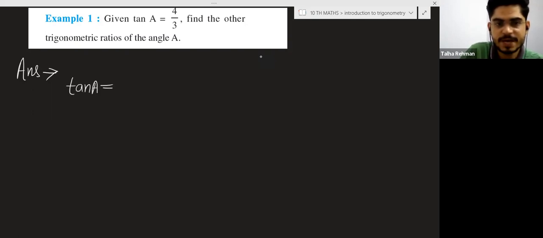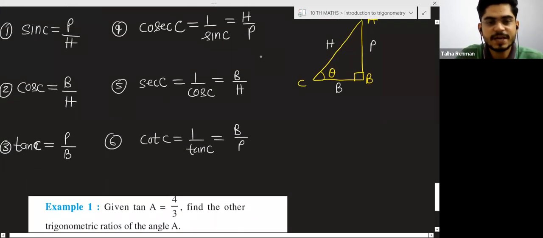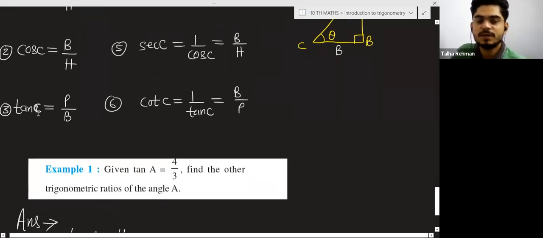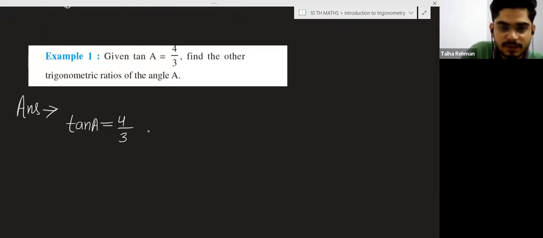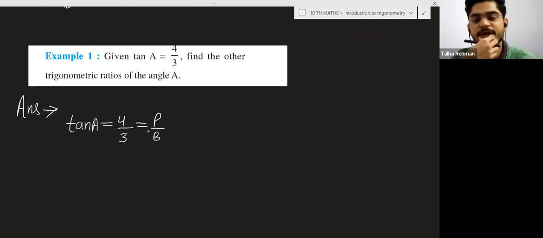Tan A is given as 4 divided by 3. And what is tan? This formula is not only for tan of angle C, but you can write perpendicular by base for tan of any angle. So tan of A you will write perpendicular divided by base.